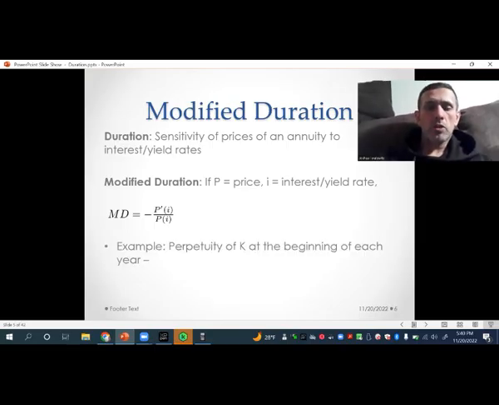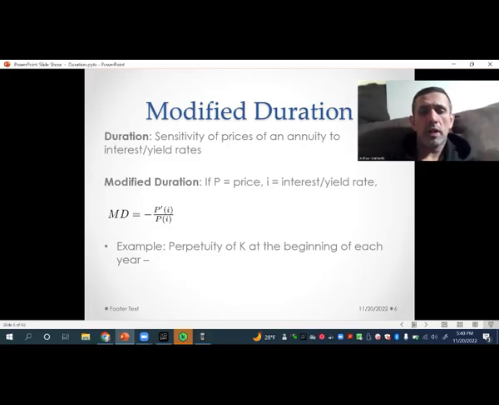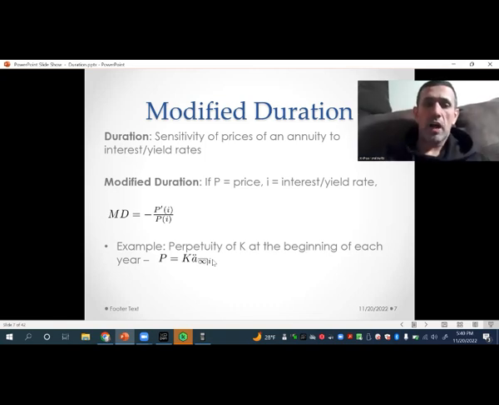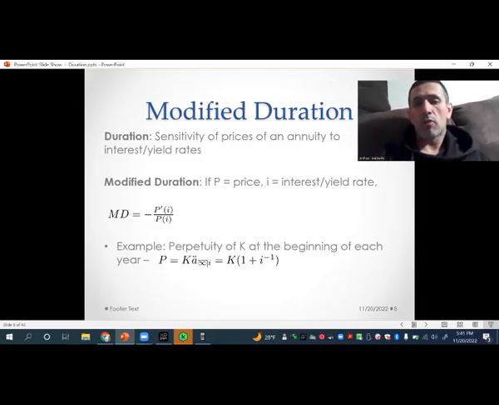Okay. So a concrete example, and one that's important for exam FM, at least it's in the sample exam FM problems, is a perpetuity of K at the beginning of each year. So the price of such an annuity, you should remember, is K a double dot beginning of each year. It's annuity due. N is infinity. Here we have an interest rate I. And that's just K times 1 plus I all over I. Well, divide 1 plus I over I. It's 1 plus I to the minus 1.